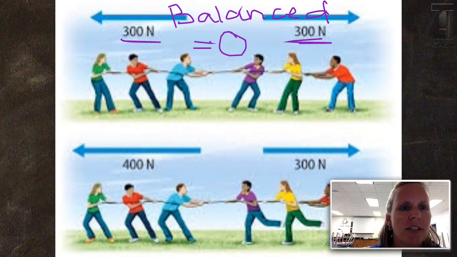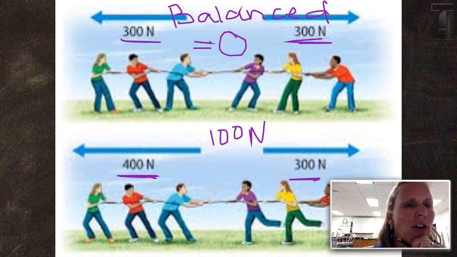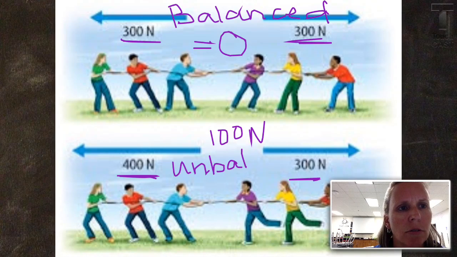Below here we have this team pulling at 400 newtons. This team is pulling at 300 newtons. So we have a difference of 100 newtons, and any amount more than 0 equals an unbalanced force.